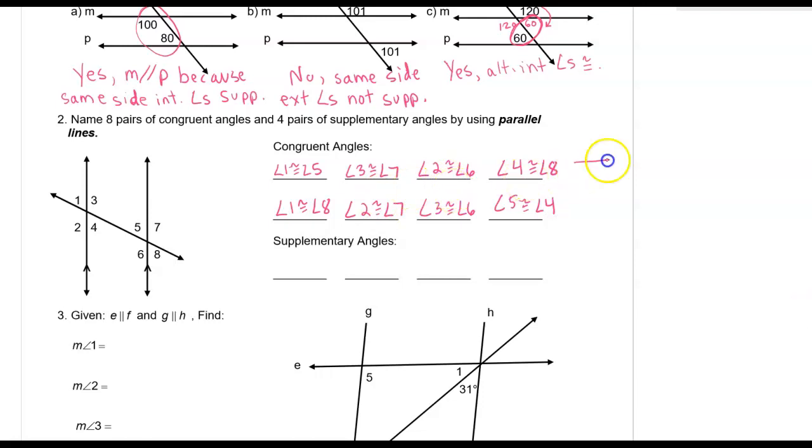The first 4 pairs that I wrote are congruent because they're corresponding angles. And then the next 2 pairs are alternate exterior angles, and 3, 6, 4, 5, these guys are alternate interior angles. The supplementary angles are the same side interior angles and then the same side exterior angles.